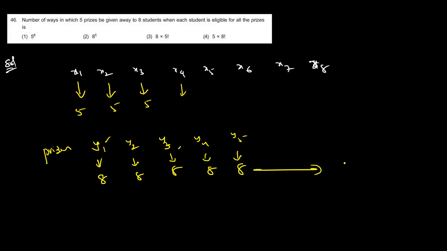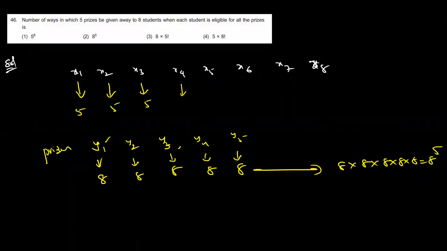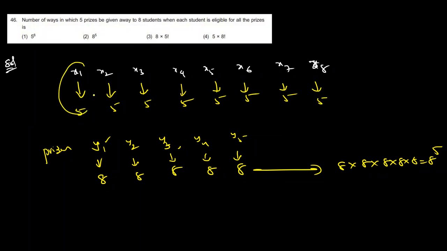What is the case coming here? So here we are talking about prizes. Don't say 5 or 8. I'm saying what are the eligibilities for each person receiving 5 prizes at a time, either X1 or X2 or X3. So finally, the number of ways these 5 prizes can be distributed to 8 students is 8 to the power 5. Option B.